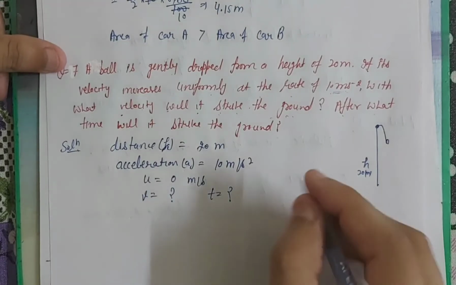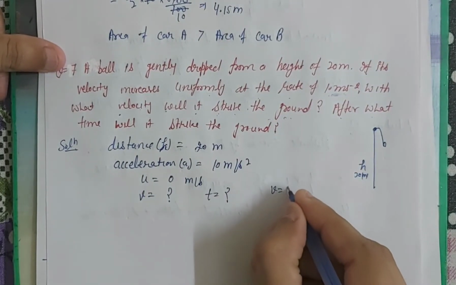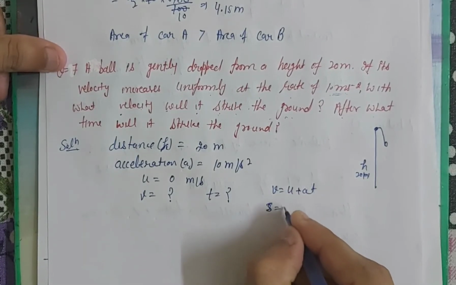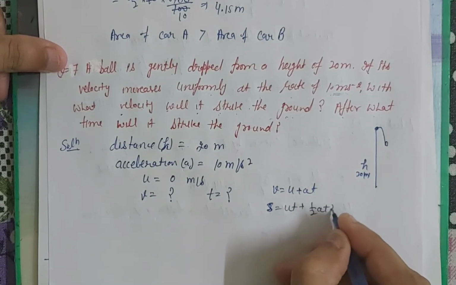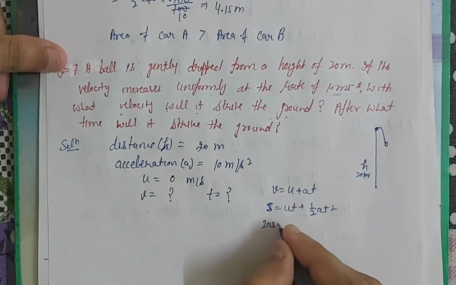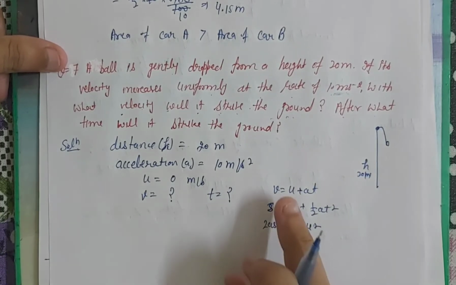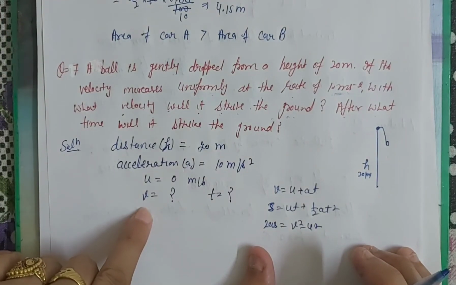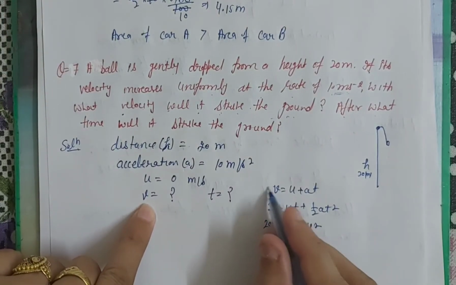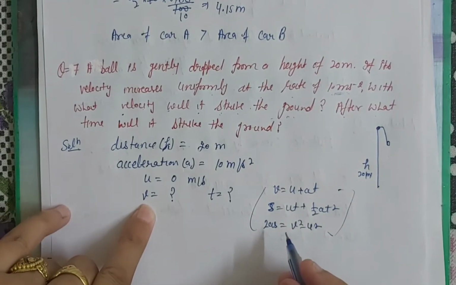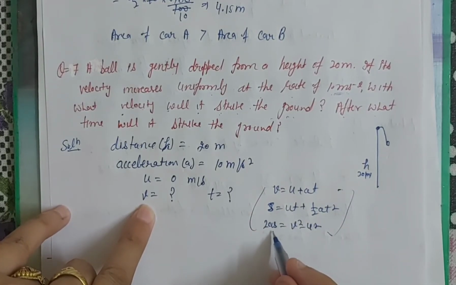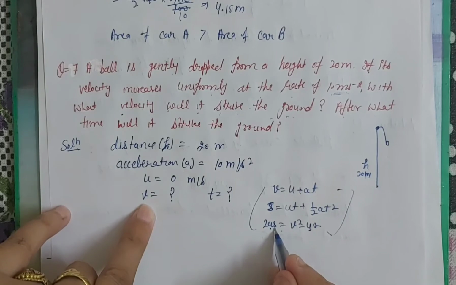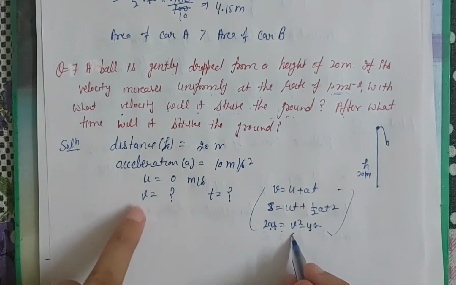Okay, so there are 3 equations of motion. One is v is equal to u plus at. Second is s is equal to ut plus half at square, and third is 2as is equal to v square minus u square. So we can use any one. Firstly we want to find out the value of v. How can we find it using these equations? In this equation we have the value of u, the value of a, and the value of distance also. So we can use this equation to find out the value of v.